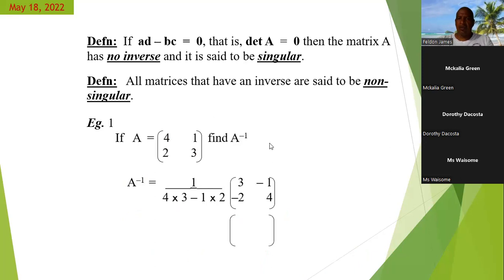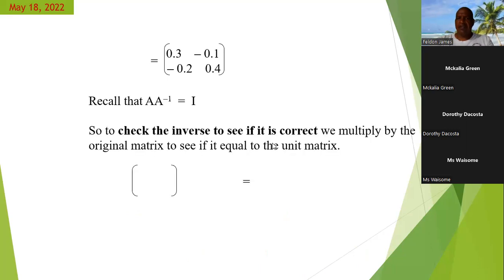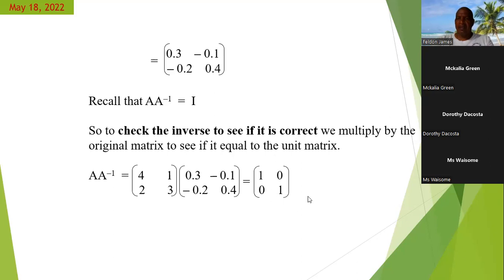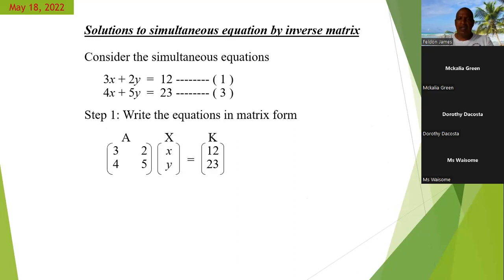Now, we know that once we multiply our inverse times the original matrix, you'll get the unit matrix or the identity matrix. All right, so here we are now going to look at how to solve simultaneous equations using the inverse matrix. We would have learned how to write simultaneous equations in matrix form. And so we would first write our equations in matrix form, which we would get this.